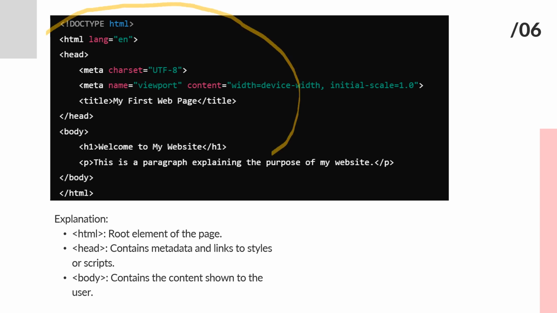So, this is the basic structure of HTML. Here you can see at the first line HTML, the root element of the page, and then head. Head contains metadata and links to style or script, and then body. Body contains the content shown to the user.